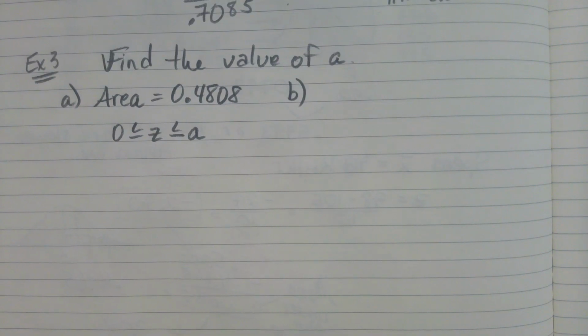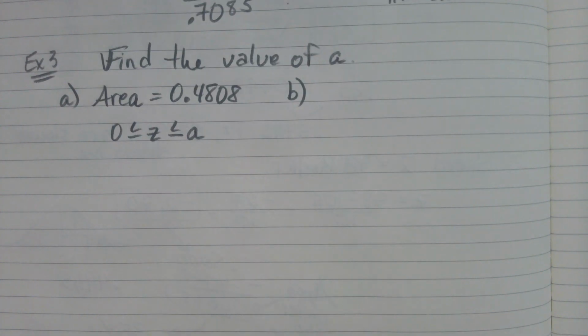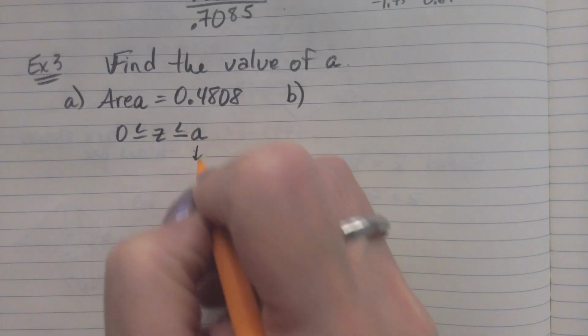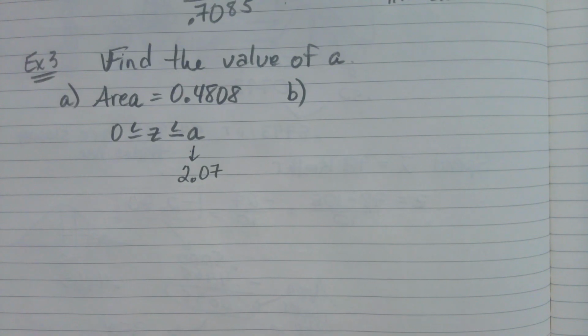You're always going to look for the one that is the closest to it. So I'm going to search through my chart and find something. Now, it may not be exactly perfect. I may not find a 0.4808. Is there actually 4808? Okay, 0.4808 is a 2.07, so this is a 2 point 07. Now, is that going to be positive or negative? Positive, right? It's on that side.